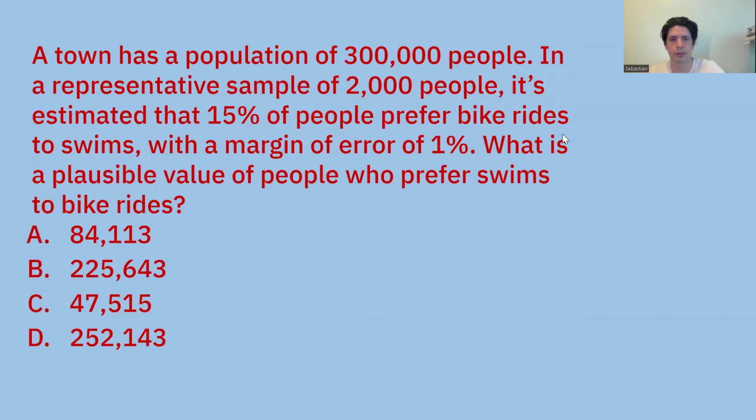So let's go to the next one. A town has a population of 300,000 people. In a representative sample of 2,000 people, it's estimated that 15% of people prefer bike rides to swims, with a margin of error of 1%. What is a plausible value of people who prefer swims to bike rides?